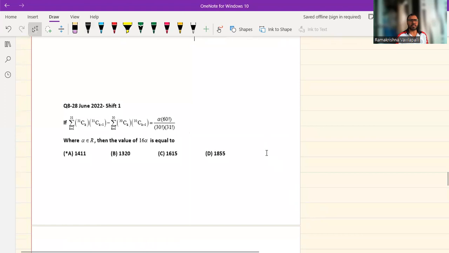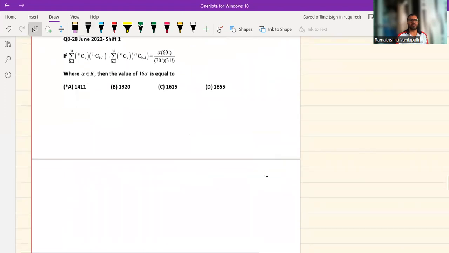And there is another question based on the similar concept. See, this is 31CK, 31CK minus 1. So we'll just change each sum into some other format. Given sum S equal to sigma 31CK.